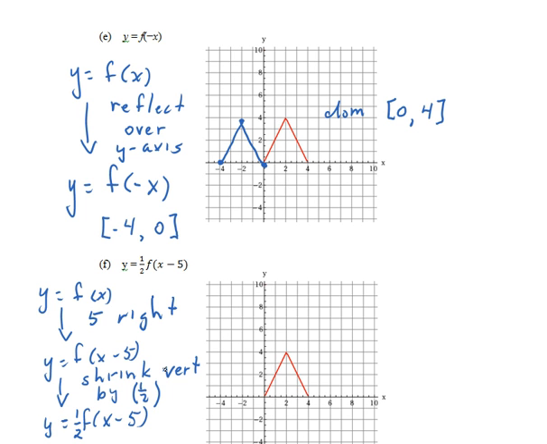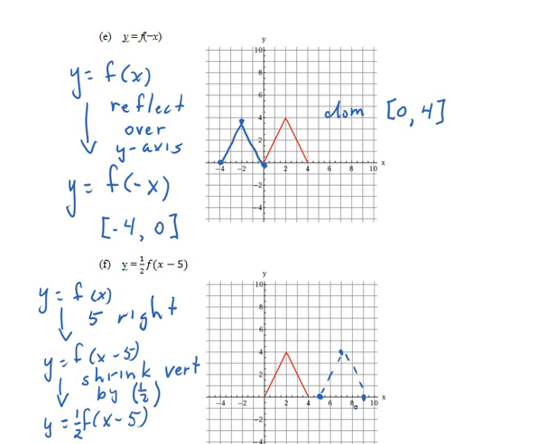So first of all, we go 5 to the right. So (0, 0) goes to (5, 0). (2, 4) goes to (7, 4). And (4, 0) goes to (9, 0). So this is our intermediate step.